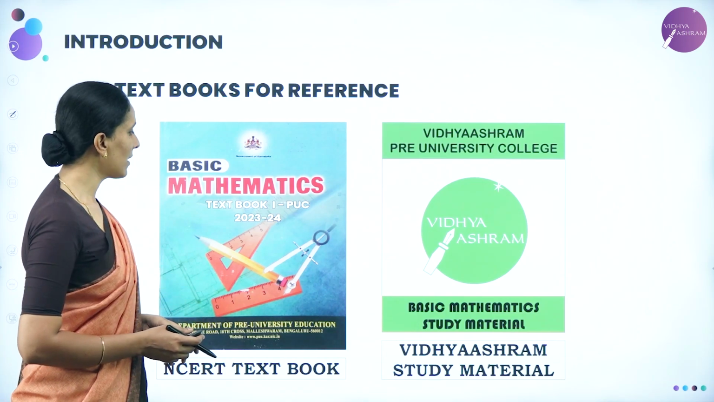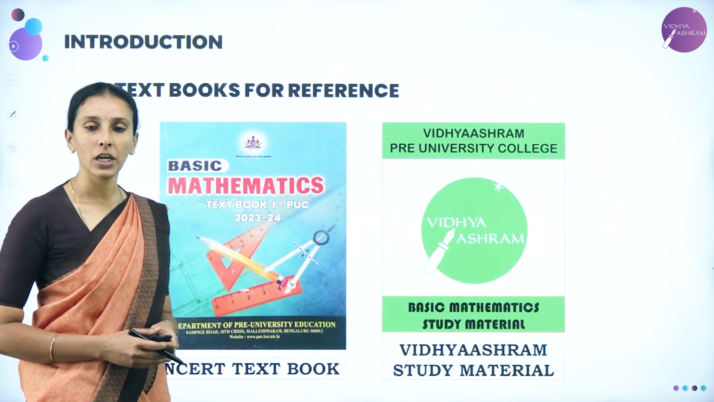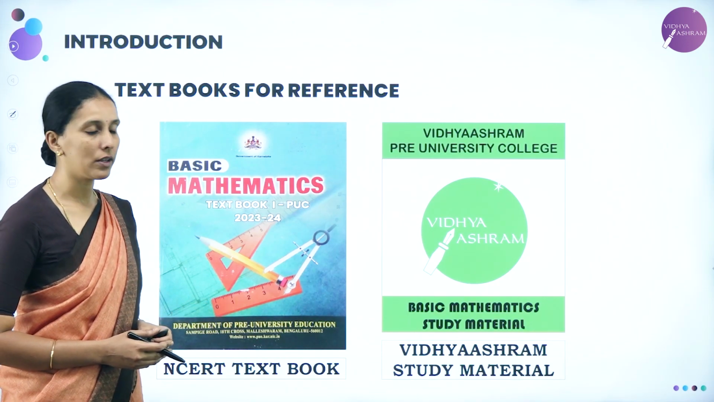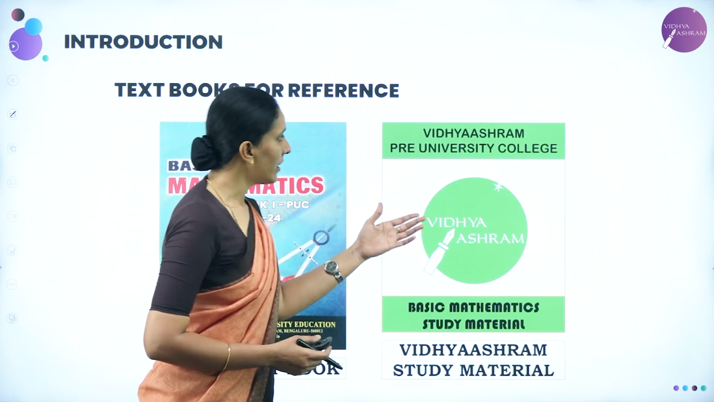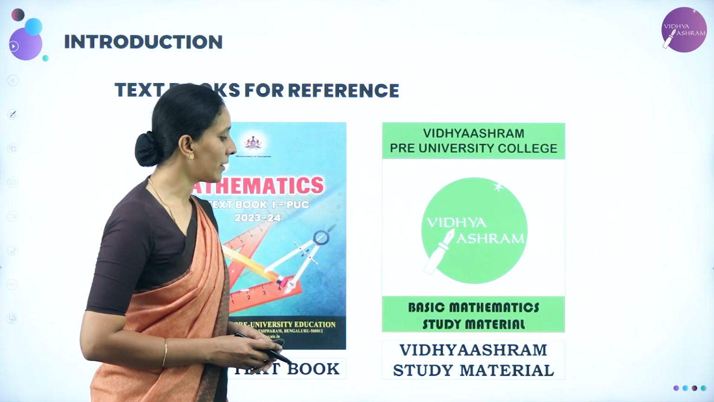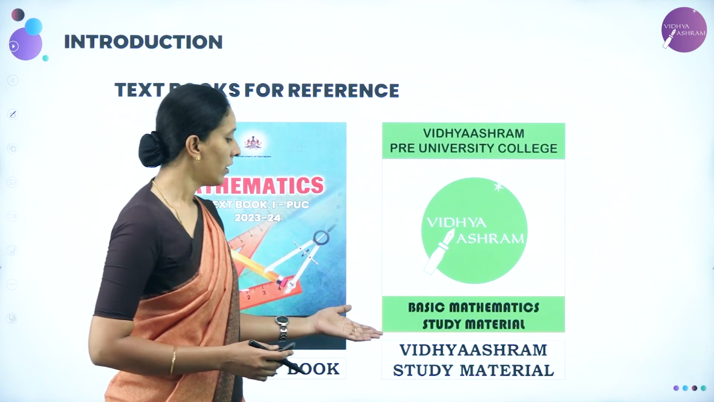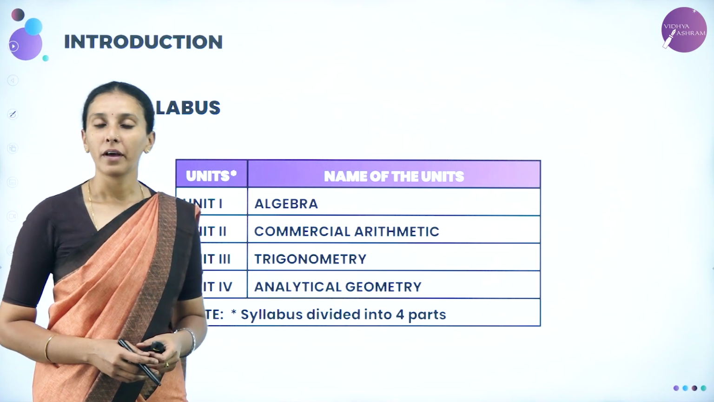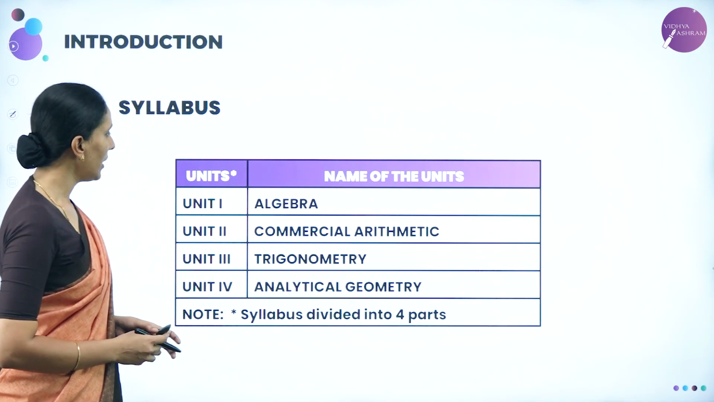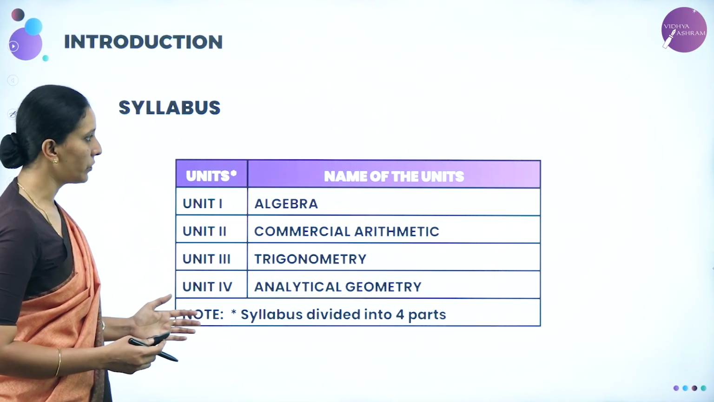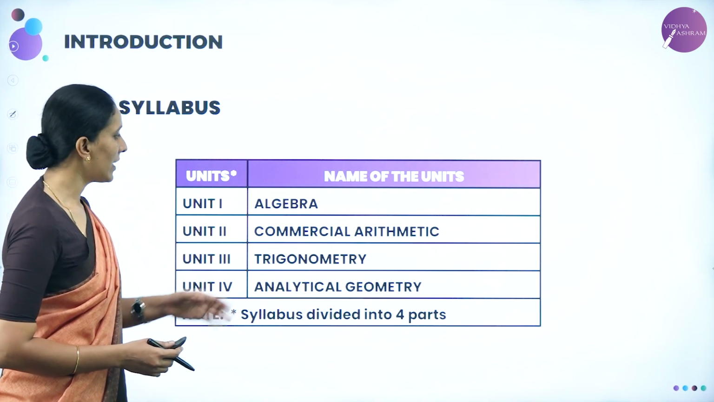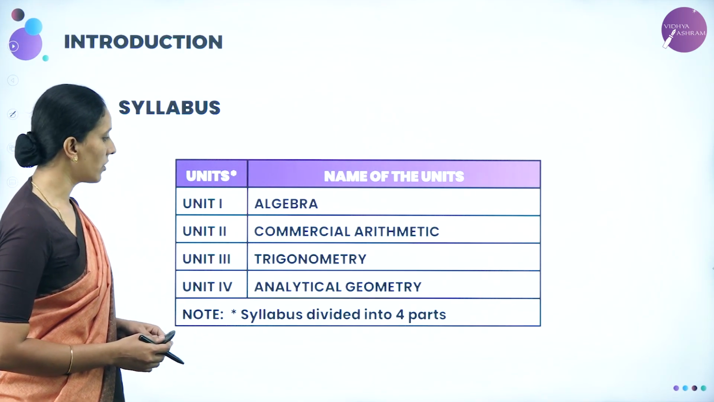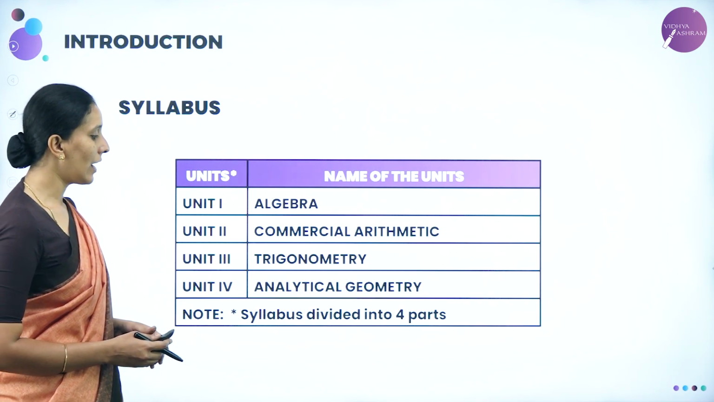This is a basic mathematics textbook for your first PUC 2023-24 prescribed by the Pre-University Board Karnataka. Here, Vidhyaashram Pre-University College Basic Mathematics Study Material. This is one of the important study materials which you can use for your learning. Next, we move on to the syllabus. Clearly you can see here you will be having 4 units this year. The first unit is algebra, commercial arithmetic is your second unit. Third unit is your trigonometry and fourth unit is analytical geometry.